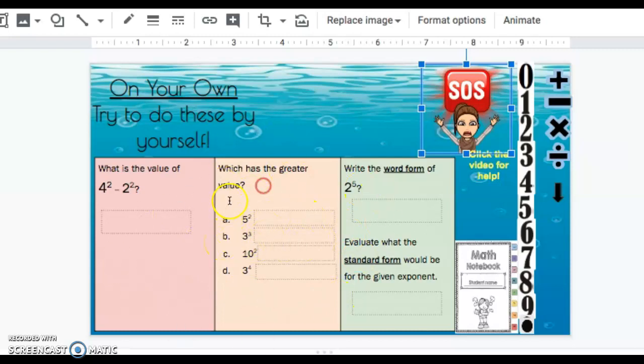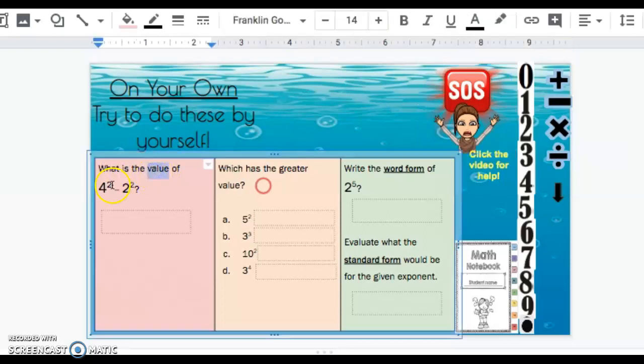Then there's also going to be little speakers next to each one of these that's going to read each part of this to you, okay, so you can hear it. So the first one, it says, what is the value of 4 squared minus 2 squared? Okay, so that was exactly what we just did today on our lesson. We just did addition instead of subtraction. So it's the same thing that you're doing. Just instead of bringing down that addition sign, you're bringing down that subtraction sign.